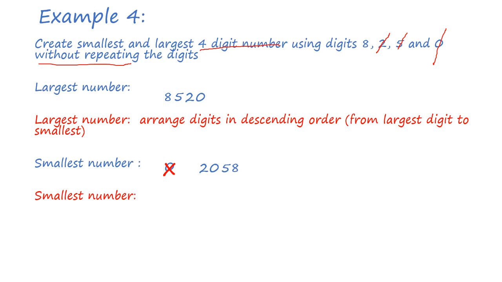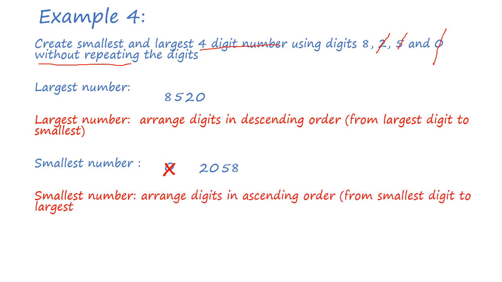And as we guessed, the rule to create the smallest number is to arrange digits in ascending order, that is from the smallest digit to the largest digit. But there is a catch. You have to be careful with the zeros. 0 cannot occupy the leftmost digit. But once the leftmost digit is non-zero, then zeros can come afterwards. So that's something to remember.